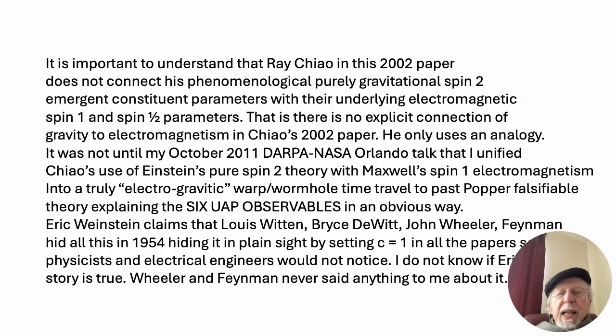The previous couple of slides were simply excerpts from Ray Chow's paper that you could read on your own. I just want to emphasize that it's important to understand that Ray Chow, in his 2002 paper, does not connect his phenomenological, purely gravitational spin 2 emergent constituent parameters with their underlying electromagnetic spin 1 and spin 1/2 parameters. That is, there is no explicit connection of gravity to electromagnetism in Chow's 2002 paper. He only uses an analogy.